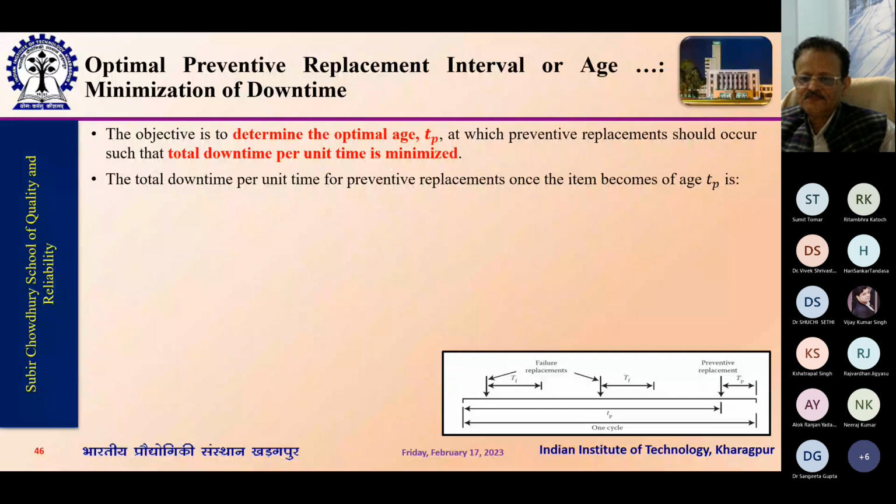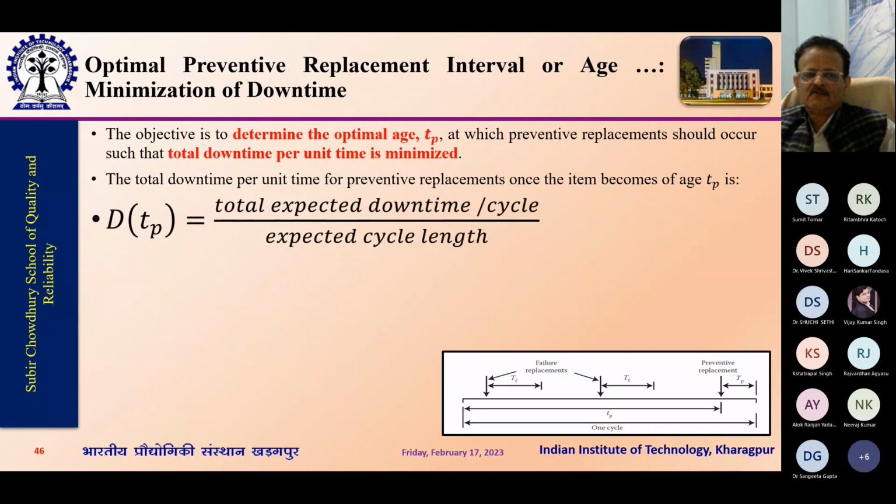So one is increasing, another decreasing, and hence we have to find a solution which balances these two conflicting scenarios. Say in the figure, there is no change from the earlier figures. Now the left hand side changes to downtime per unit time. Earlier that was the total cost per unit time. Here it becomes the total downtime per unit time for preventive replacement once the item attains an age of TP.